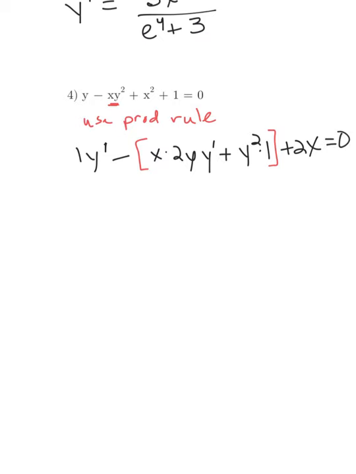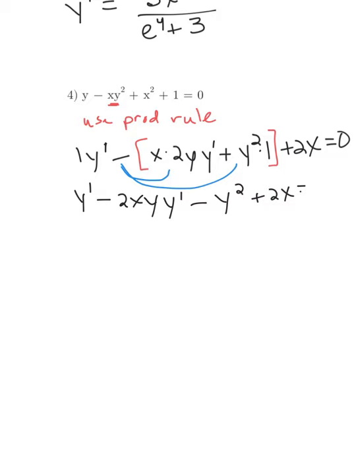So there's a couple things we need to do to clean up a little bit. First of all, 1 times y prime is just y prime. We have to distribute this negative to both of the terms inside the brackets. And we're going to clean them up a little bit. So we're going to have minus for the first term, 2y times x gives us 2xy. We always write the y prime on the very end. Minus 1 times y squared gives me y squared plus 2x equals 0.